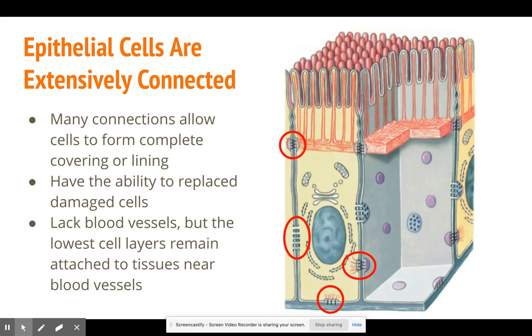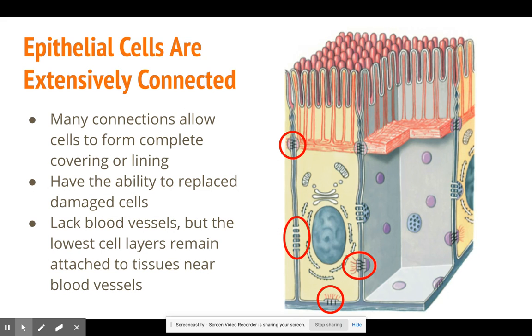They have the ability to replace damaged cells, and they lack blood vessels, but the lowest layers remain attached to tissues near blood vessels. Just think about your skin, epithelial cells, right? Your skin is always getting replaced. If you rub your skin and it's a little ashy, those are dead skin cells, and they're constantly being replaced.